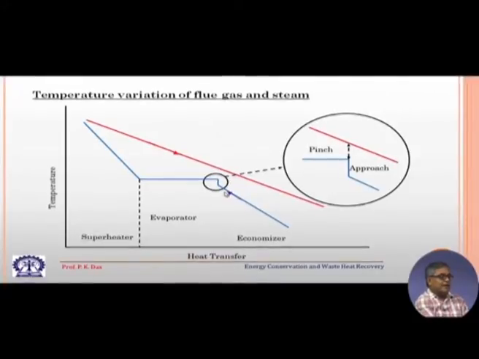So, what we find is that in the economizer it will not achieve the saturation temperature, so there will be a small amount of subcooling. With that small amount of subcooling, it will go to the evaporator, and this difference, that means the small amount of subcooling, is called the approach. So, this approach and pinch are very important for the practical design of an HRSG, and we are going to explain them in some slide later on.